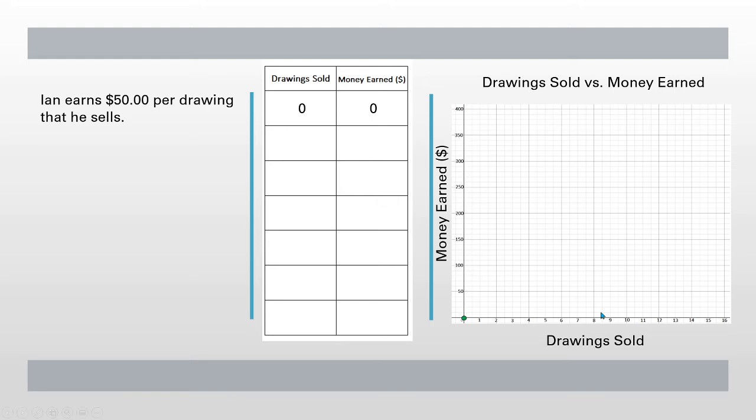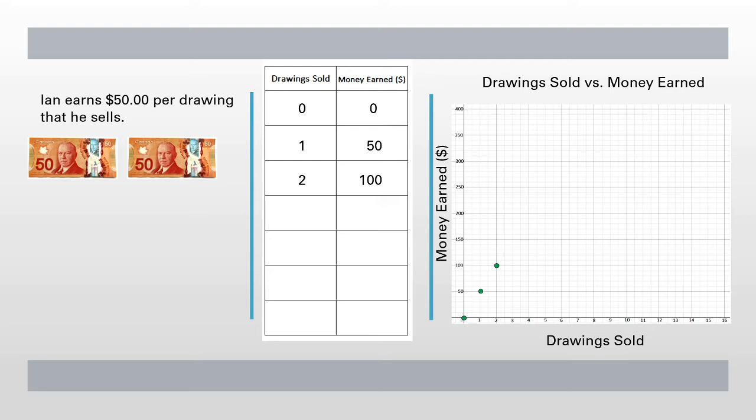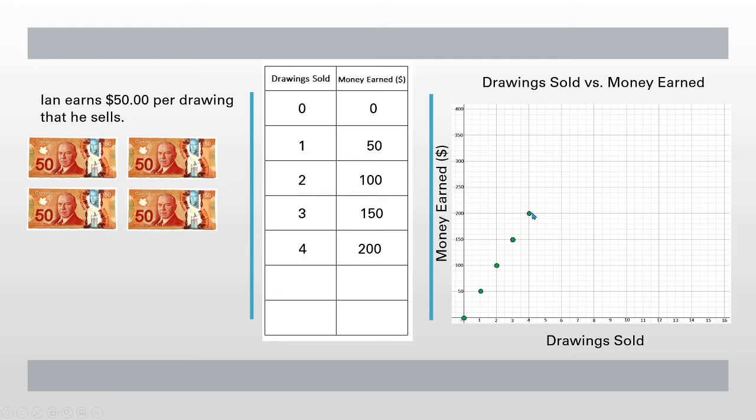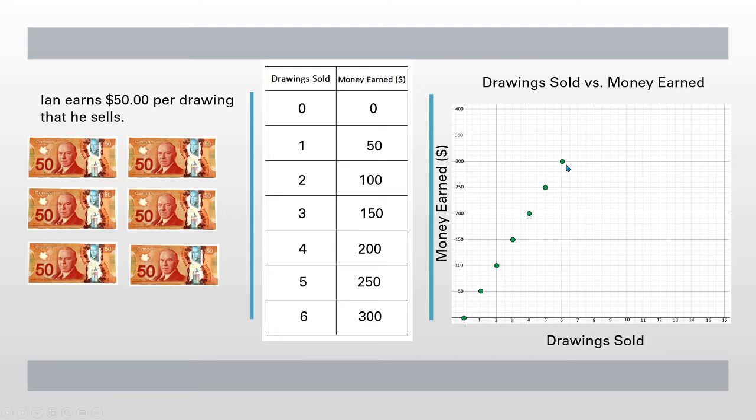So now what we're going to see is as Ian sells each drawing and collects his $50, we're going to see the values be completed on the table of values all along here. And then we're going to see at the same time the points plotted on the graph. One drawing he gets 50, 2 drawings he has 100, 3 drawings he has 150, and you can see it on the graph as well. 4 he has $200, 5 he has $250, 6 he earns $300.